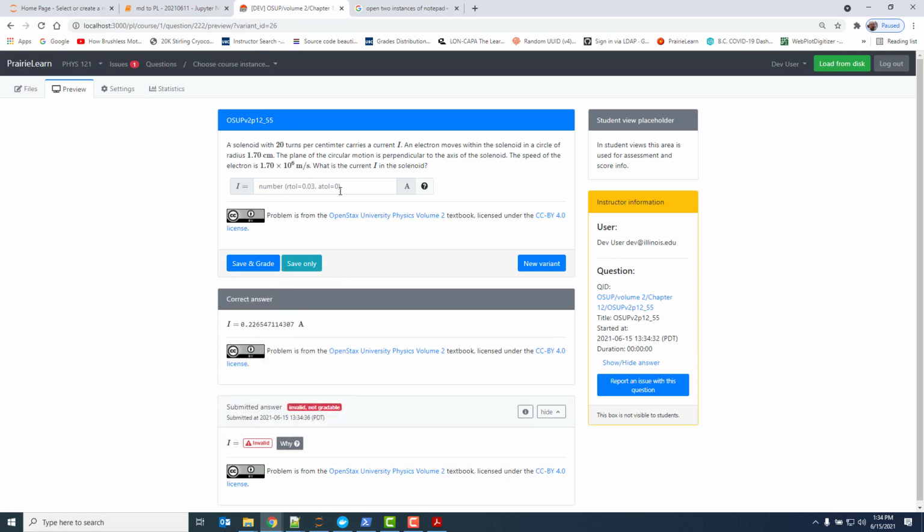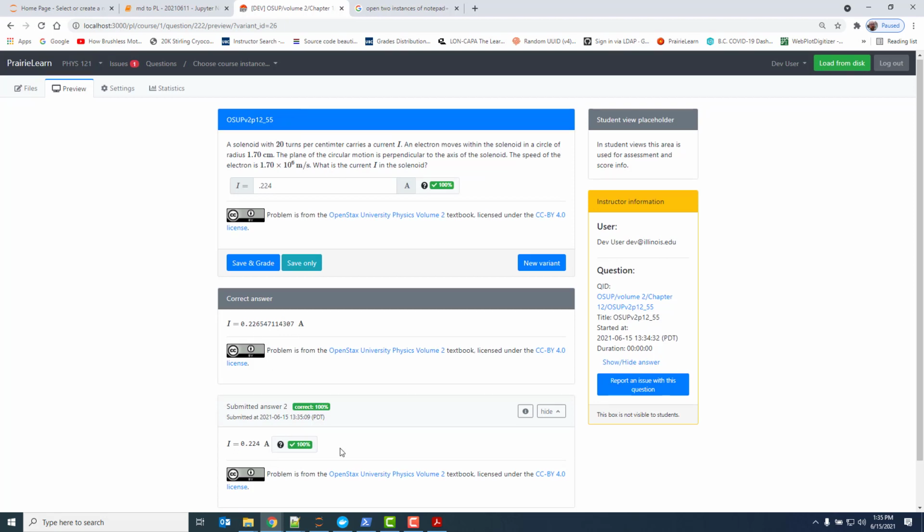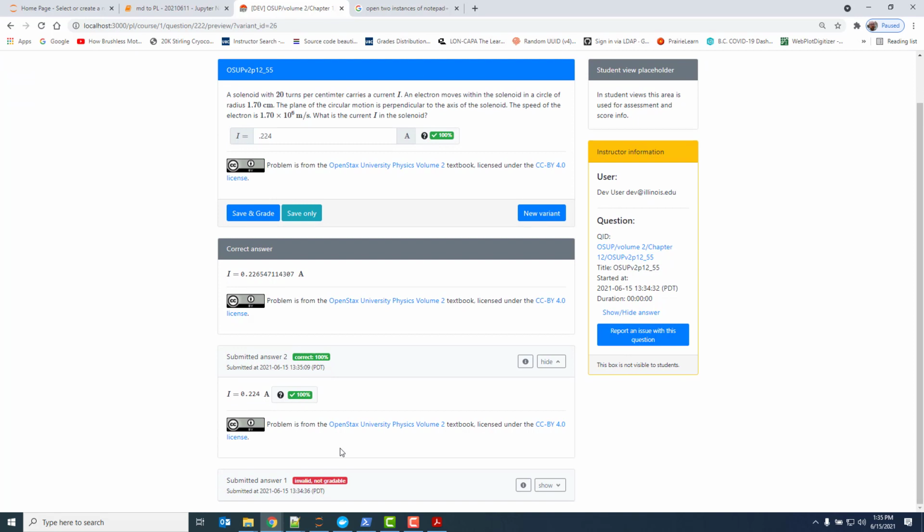Okay, so we just put in a number, 0.225. Well, here, I'll put something that's a little bit wrong. 224 is different than 226, but if I grade it, because it's within 3% of the correct answer, it's graded correctly. Okay, and so that's the basic numerical input type question.